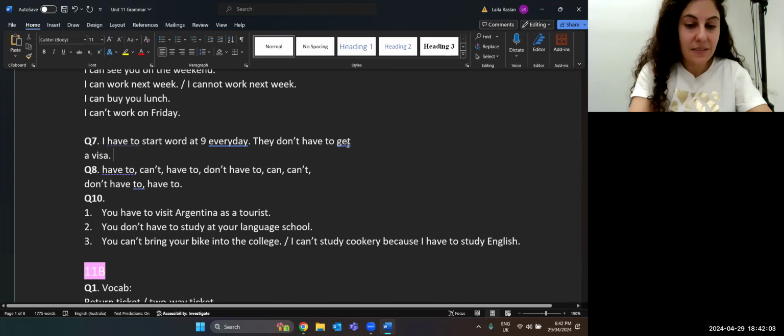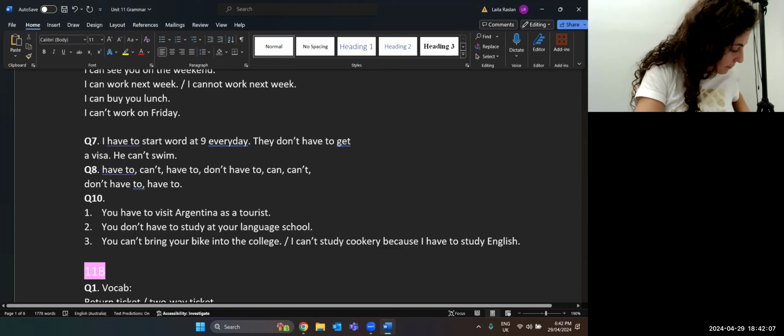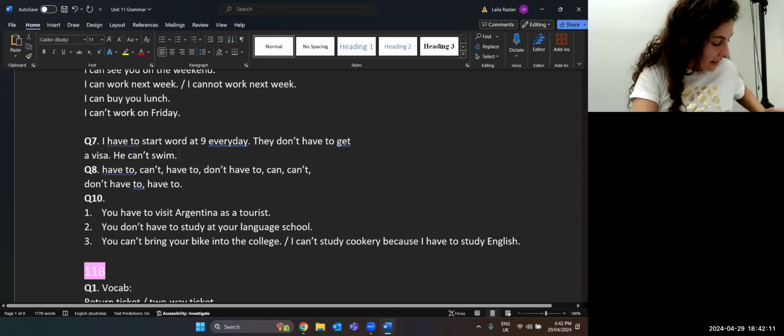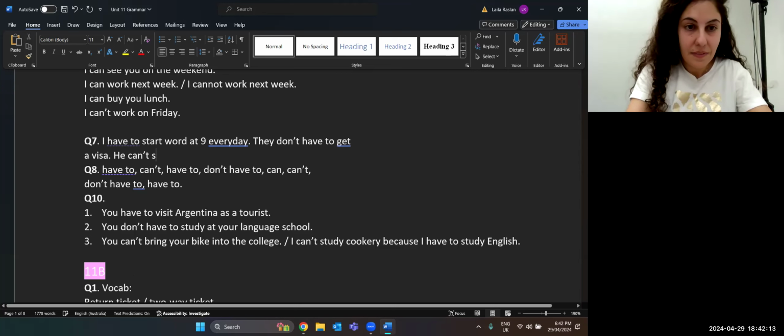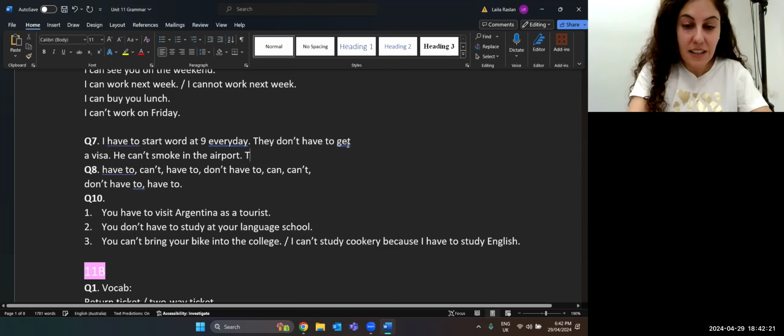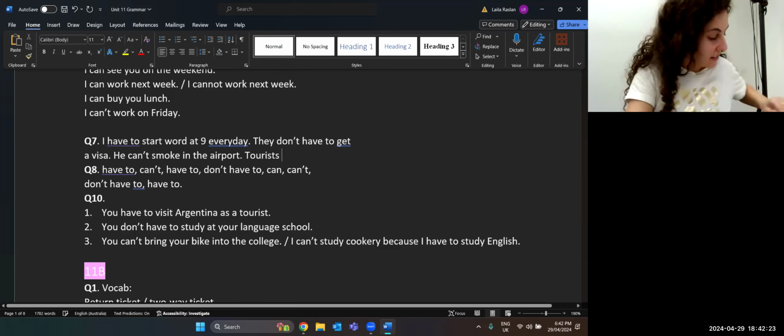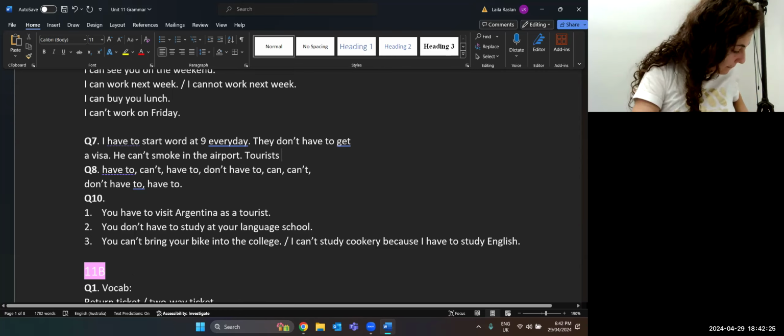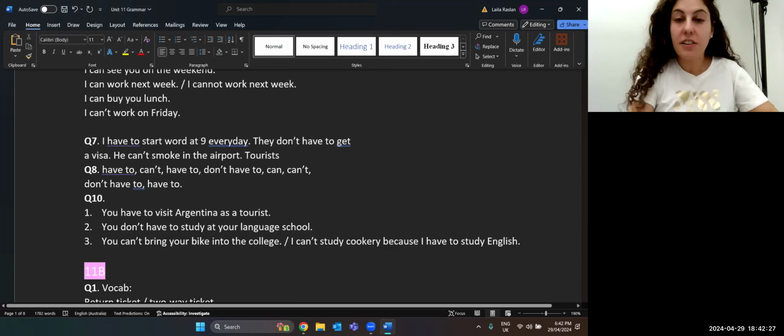He can't swim. He can't smoke in the airport. In the airport. Tourists, so that's our subject. Tourists can pay with the dollar in shops.